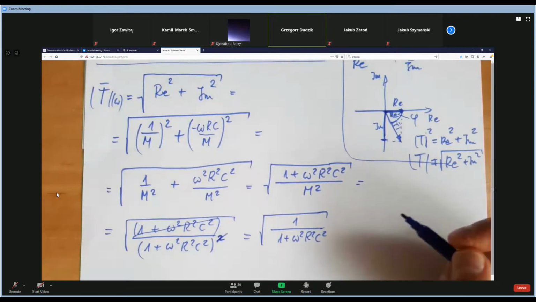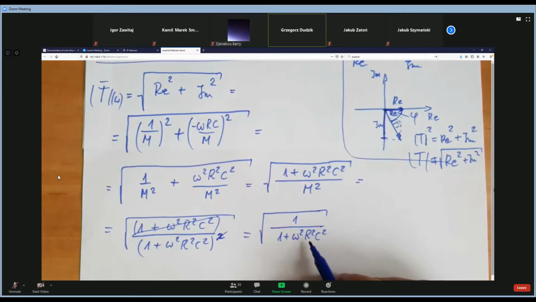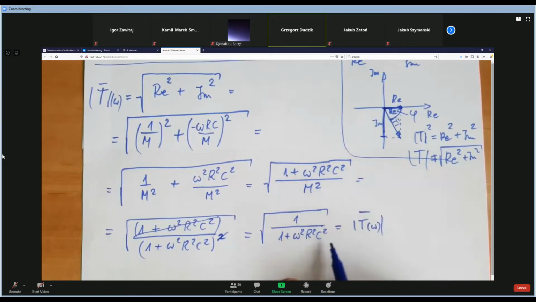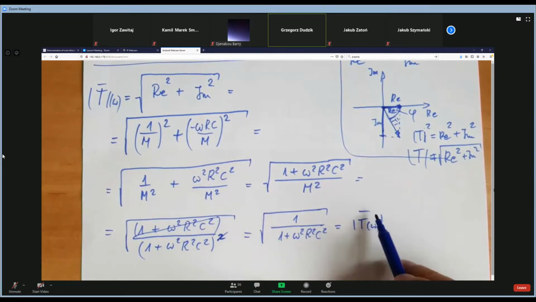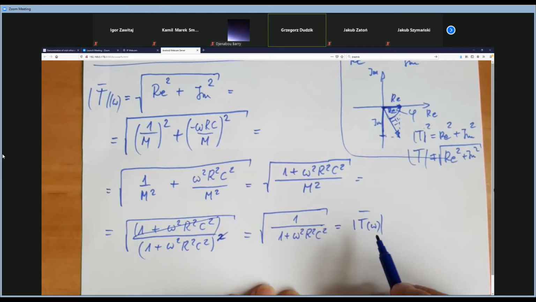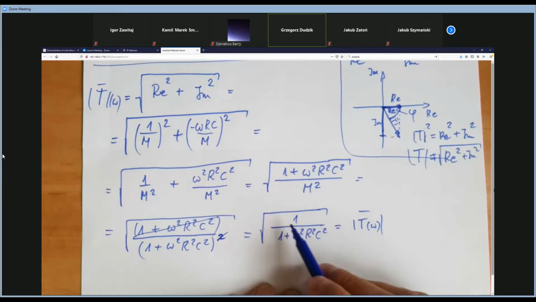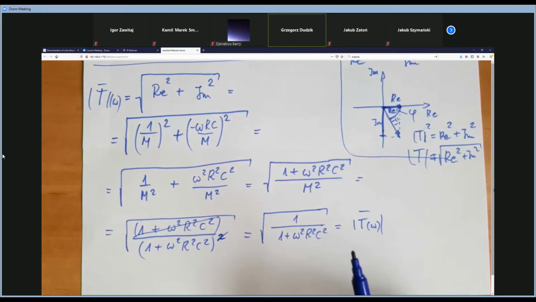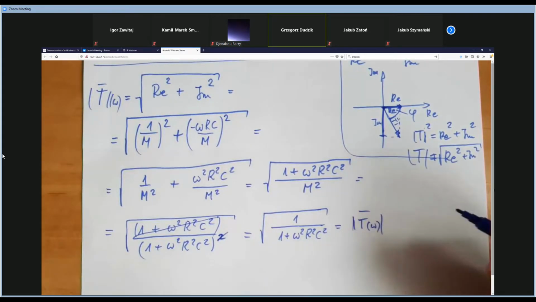Okay. Great. So as you see, this is the modulus of t depending on the frequency. This is the mathematical expression for your amplitude characteristic. It is the square root of 1 over 1 plus omega squared r squared c squared. So at the end, I will run LTSpice and I will show you how it looks in real. Okay. Maybe now it is a good idea.